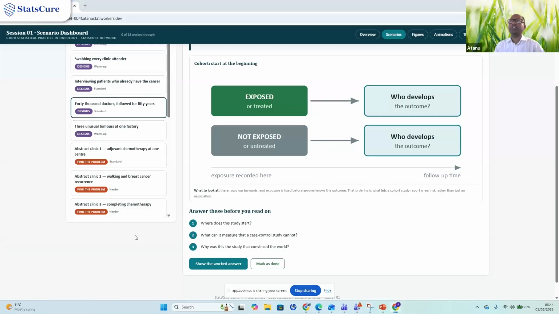Where does the study design start? Anyone, please? Nikita, you were answering earlier questions, so if you would like to answer this question as well.